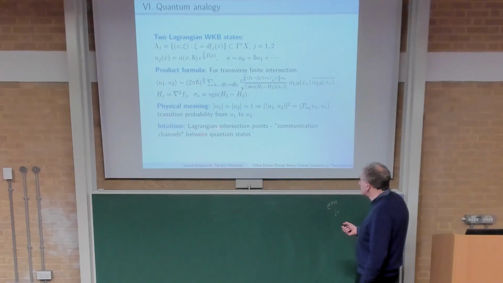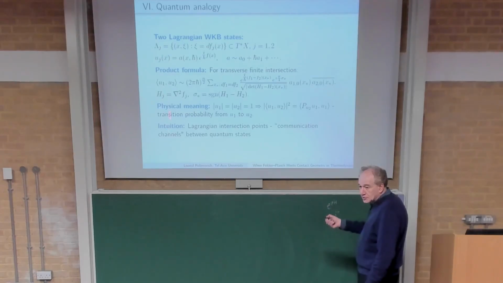Okay, so one can say that Lagrangian intersection points are communication channels between quantum states. So that's what we learn from this picture.